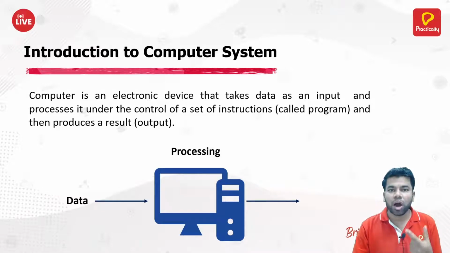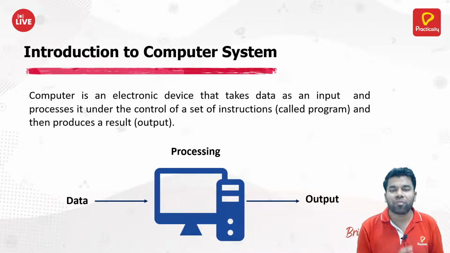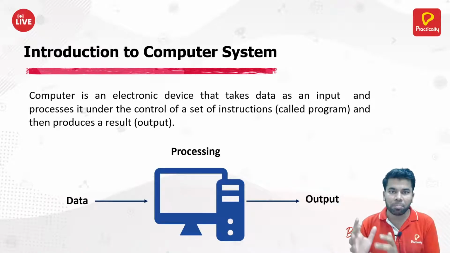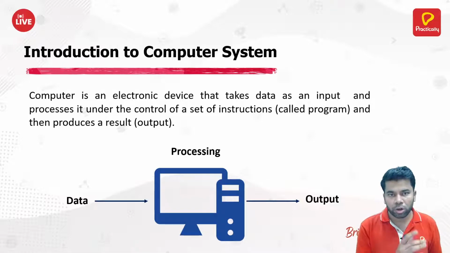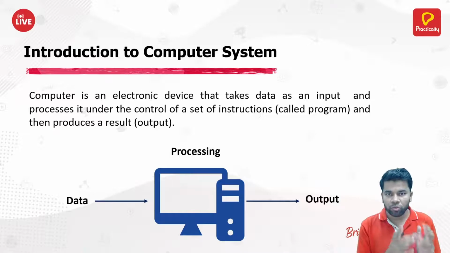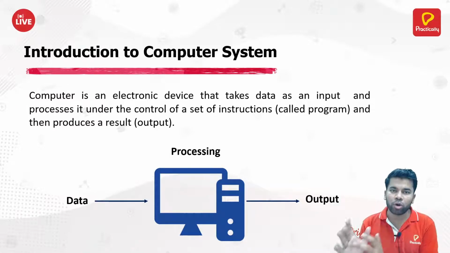After processing, the computer will give us the output of the data that we have given as the input, and that output will contain the meaningful result. So we have given the input data, the computer will take that data and process it, and that data will be converted into the meaningful result. Suppose we have given 2 plus 2 as the raw data to the computer. What is the work of the computer? The computer's work is to process that data. 2 plus 2 will become 4, and the computer will give 4 as the output result.